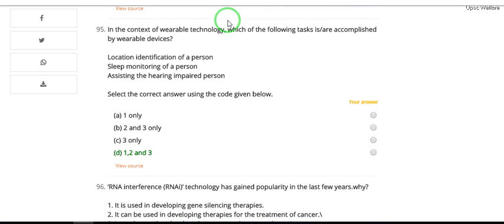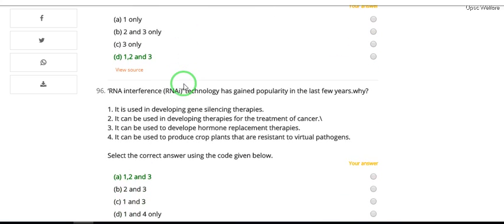Easy questions. Now number 95, wearable technology. As we know, smartwatches and other devices are also worn. So here it is asking related to that, especially wearing. See here, yes, wearing device. This can give you the benefit of location identification of the person, of course, sleep monitoring of the person, of course, and assisting hearing-impaired persons, of course. So all are going to be correct here.